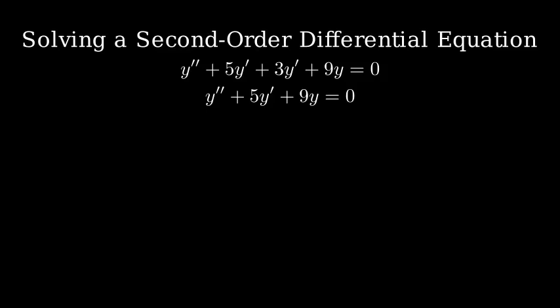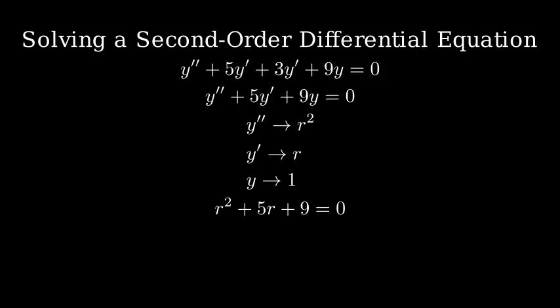To solve this, we'll use the characteristic equation method. We replace y with r, and each prime reduces the power by 1. So, y'' becomes r squared, y' becomes r, and y stays as is. This gives us our characteristic equation: r squared plus 5r plus 9 equals 0.